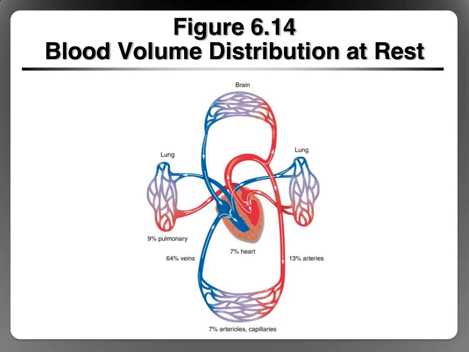This is just showing you what I said on the last slide, and that is that most of your blood at rest is sitting in your veins. It just gives you numbers about where your blood is. About 7% is in your heart, 9% in the pulmonary system, 13% in your arteries, 7% in your capillaries. Most of it's in your veins. I don't think it's important to know these numbers. The most important thing that I want you to get out of this is just that at rest, most of the blood in your body is sitting within the veins.